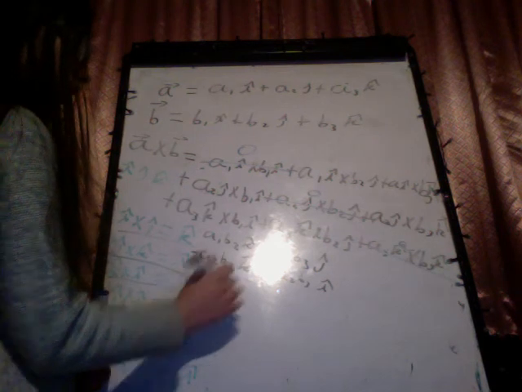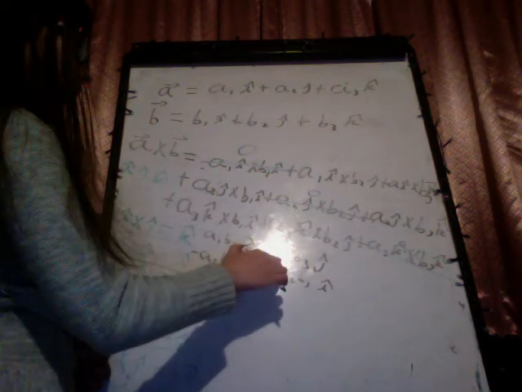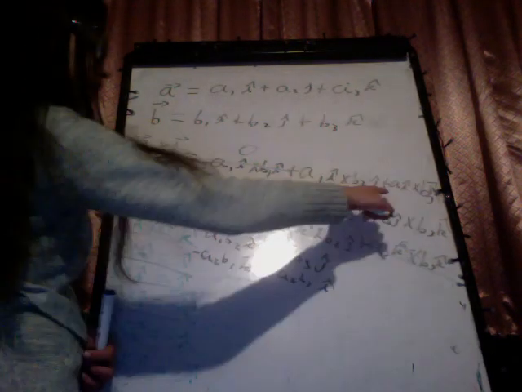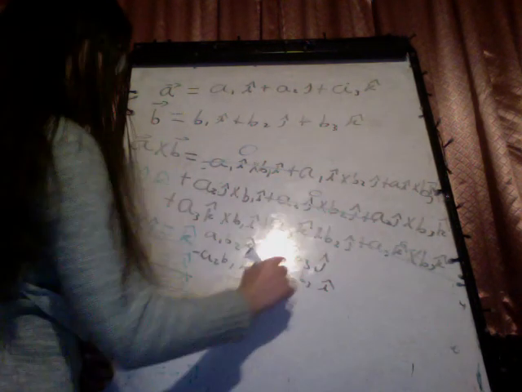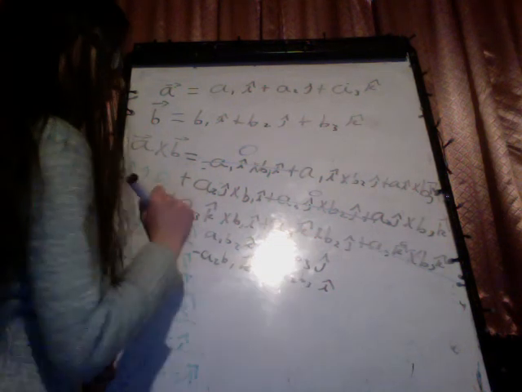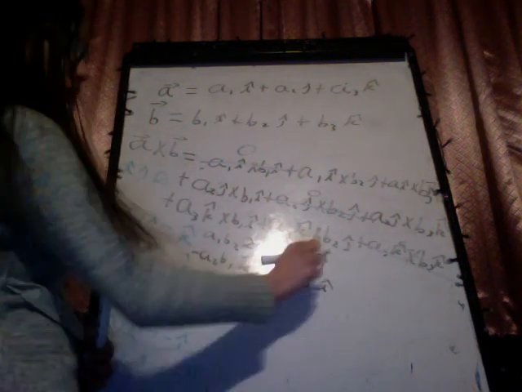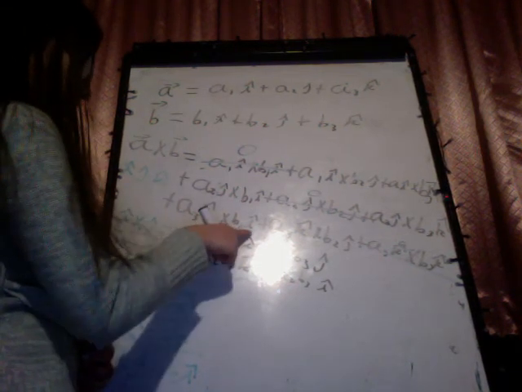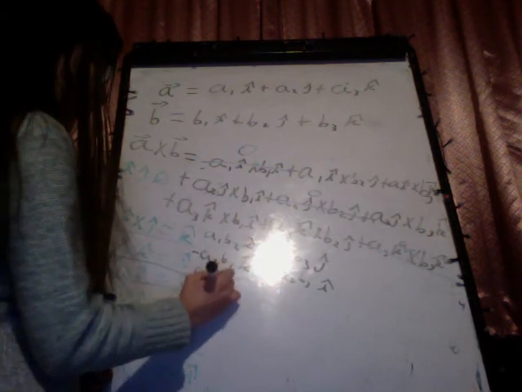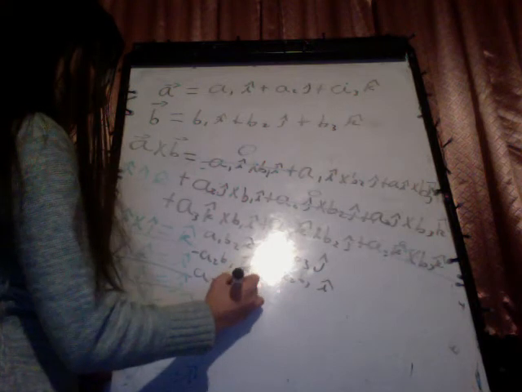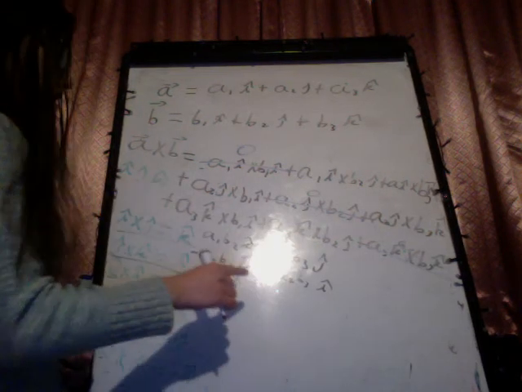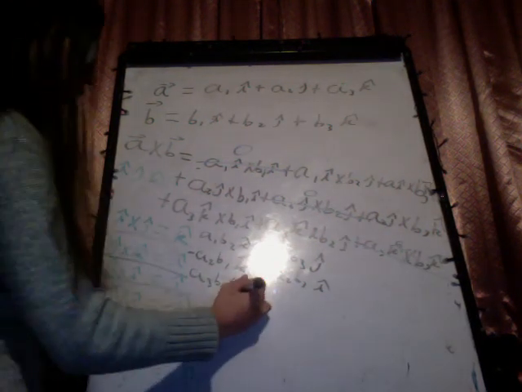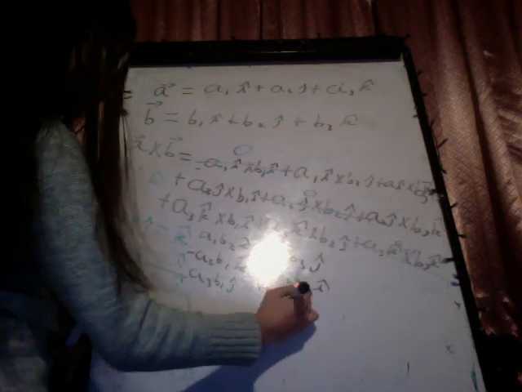Next, wait, I think I made a mistake here. What did I do here? I cross K. Sorry, here is A1. Sorry, going A1's row. So next, K cross I, that's J. So A3 B1 J. K cross J, that's minus I. So minus A3 B2 I.